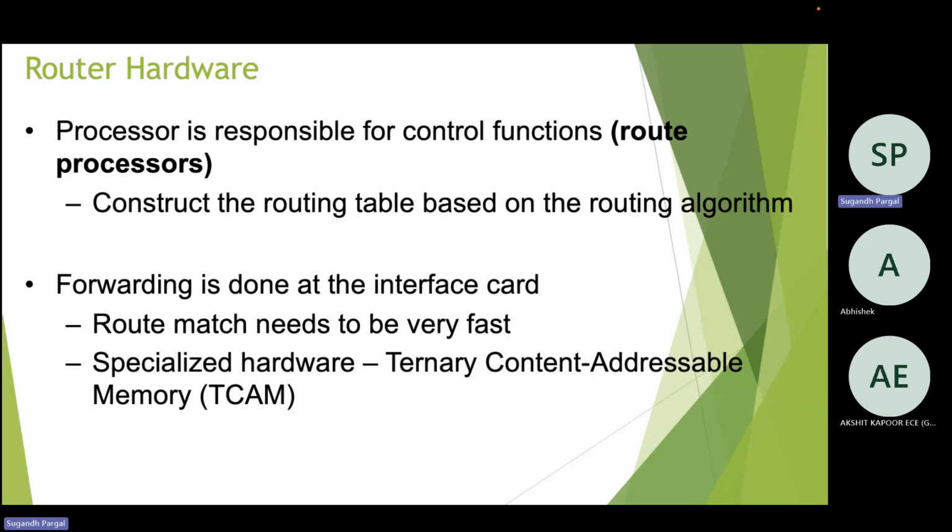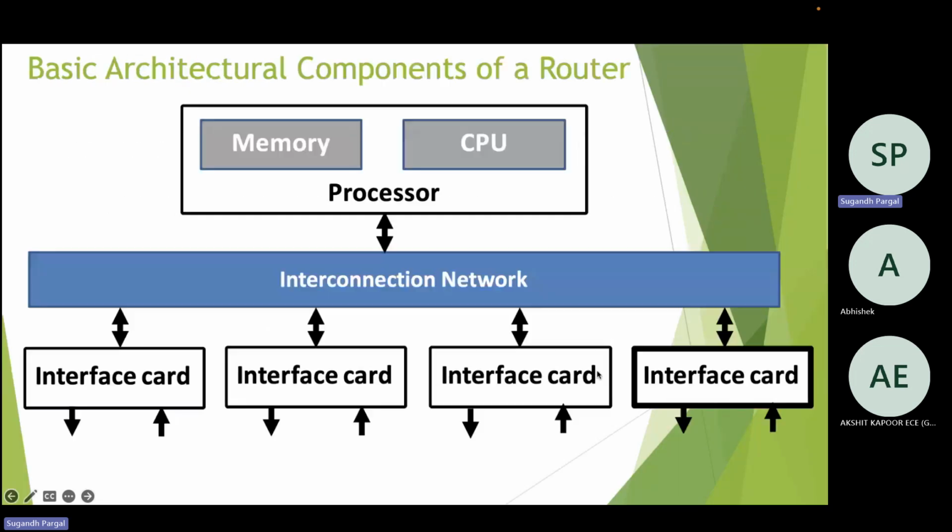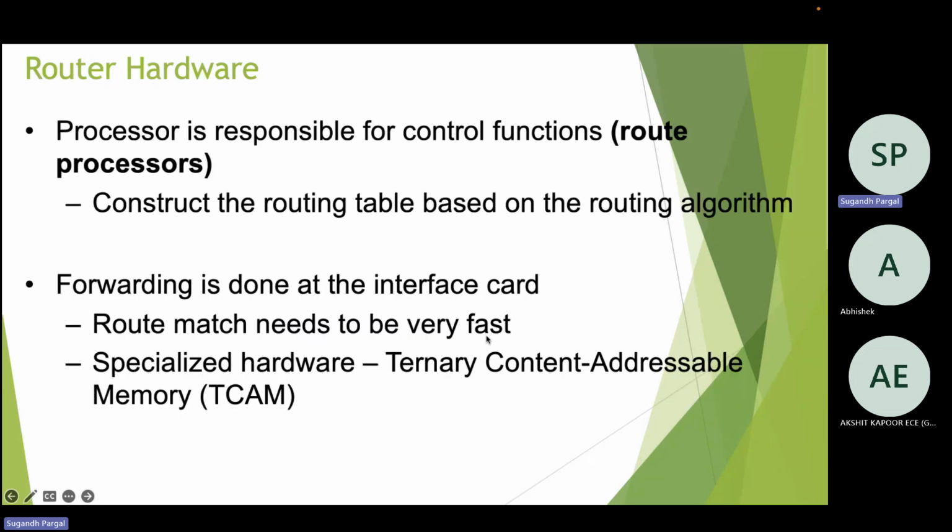So I was just mentioning in the current lecture that the router architecture consists of a processor and the interconnection network. And the processor is responsible for the control functions, that is the route processors. It constructs the routing table based on the routing algorithm, whatever routing algorithm is chosen, whether it is a path vector algorithm, link state algorithm, or distance vector algorithm, etc.